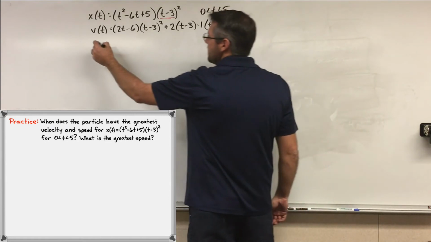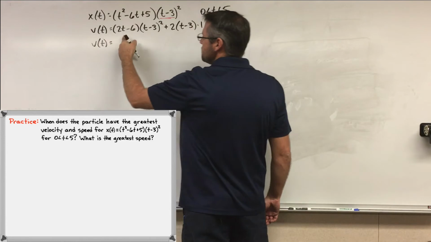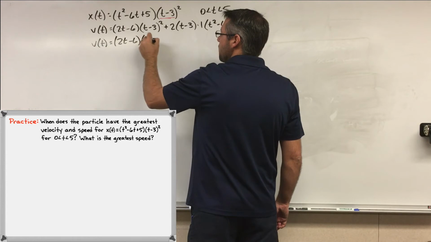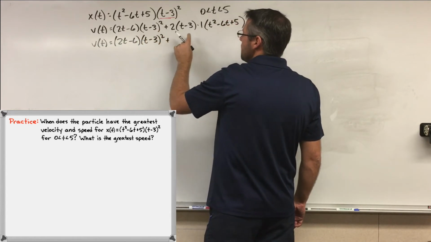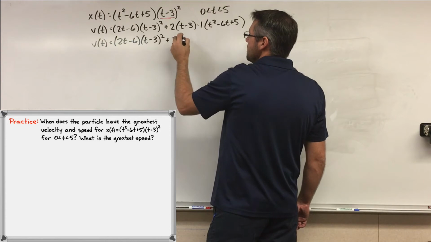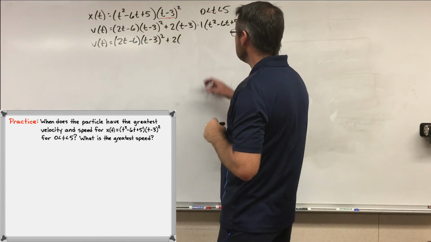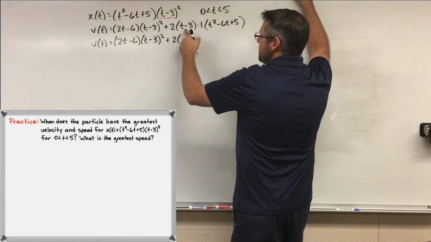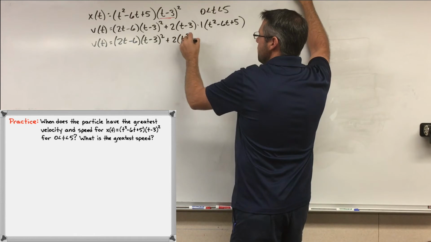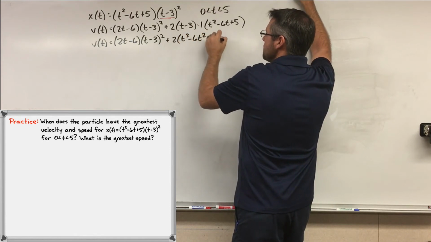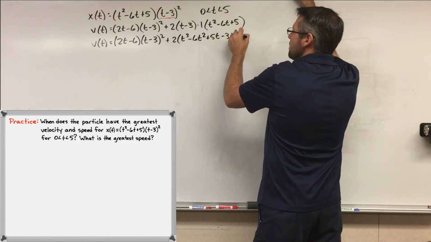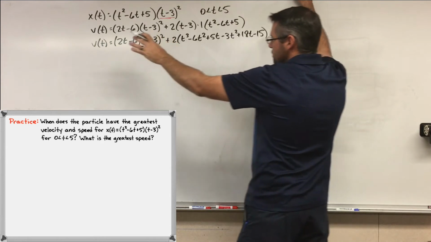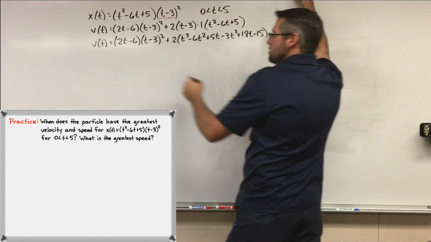I guess we can simplify it just a little bit. I really don't want to expand this. I think it'll simplify a little bit easier later on if I don't expand it. But this, 2 times 1 is 2. And then let's go ahead and multiply all this out so I don't have to use a product rule on this. So that would be 2 times t cubed minus 6t squared plus 5t minus 3t squared plus 18t minus 15. Okay, and then we'd have to distribute that 2, so we'll go ahead and do that.